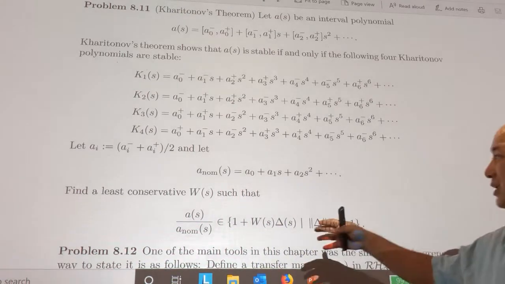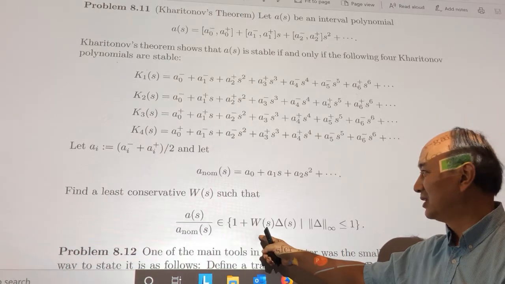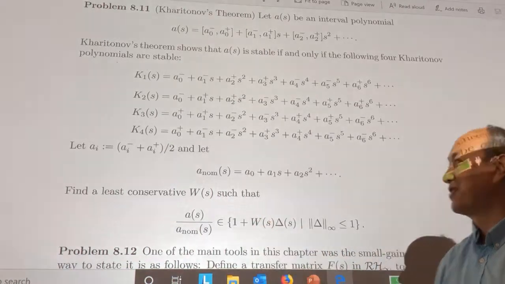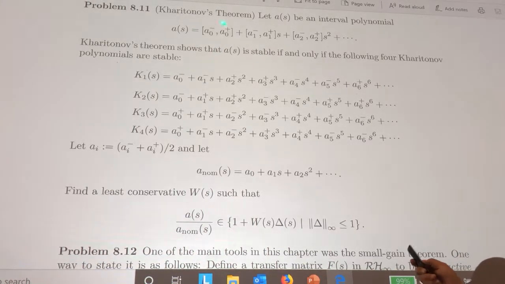Then the rest is you find the W, least conservative, to make sure the original one is a member of this uncertainty set. Sorry, this is not a system yet. So A of S, the uncertain polynomial, divided by the nominal polynomial, is this part of the problem. Then we can check the stability of this one, and you can use the small gain theorem to check the stability. So there are ways to solve this problem other than the original Kharitonov theorem.